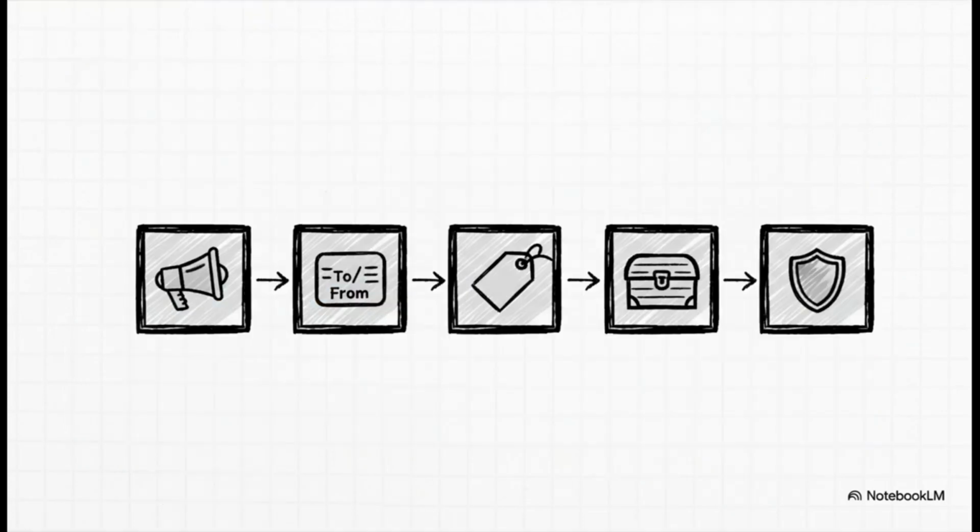So when you zoom out and look at the whole thing, you realize this isn't just some random collection of bits. From that initial wake-up call of the preamble, all the way to the final integrity check of the FCS, every single component of an Ethernet frame has a precise and essential job. And together, they create this incredibly reliable and efficient system that moves all our data around.